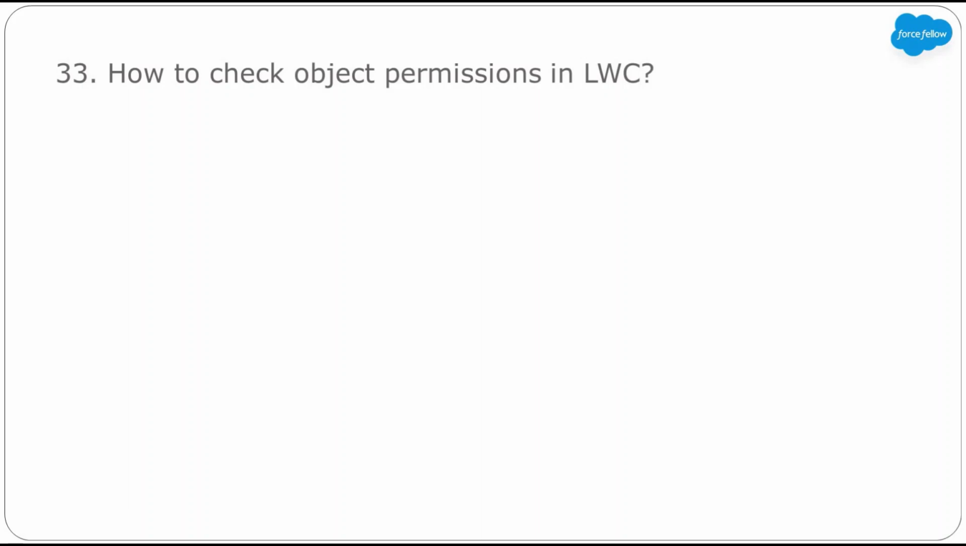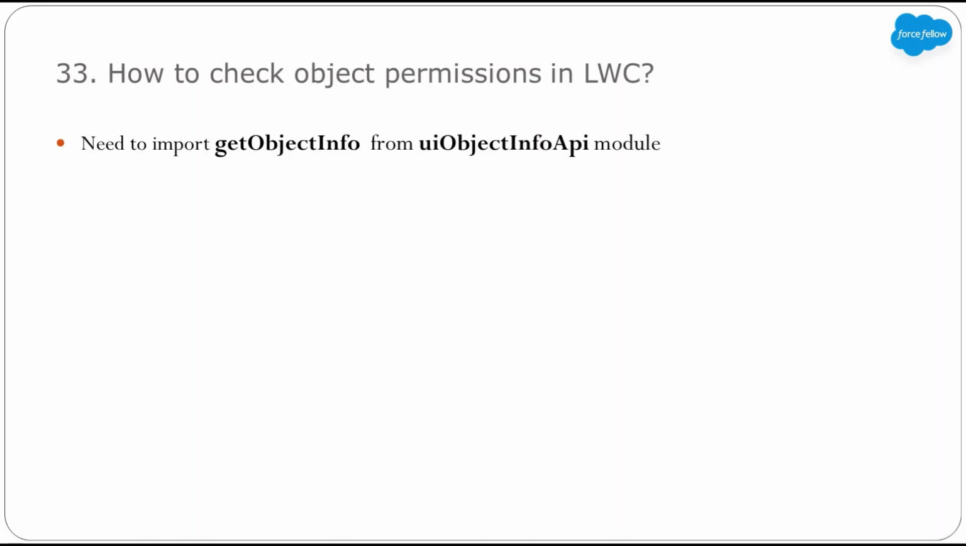Next we have how to check object permissions in LWC. This means, let's say you are writing a custom component for create or update object functionality and you want to show buttons as per the user permission. So you will require object permission in LWC to control the buttons' visibility. There is no direct way in LWC to get the object permissions directly, but there is an alternative.